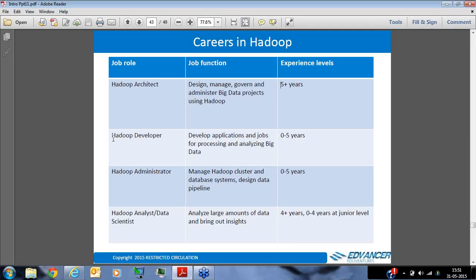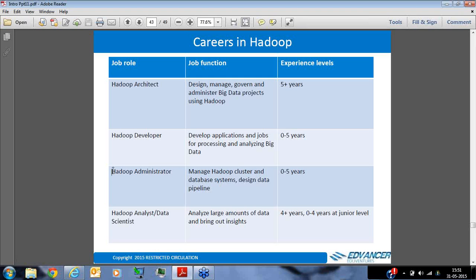The most jobs lie in Hadoop development, the Hadoop developer. He or she is the key person in this entire field of Hadoop and big data, developing the applications and jobs to actually process and analyze the big data. So you are the ones doing the hands-on work. You can be a Hadoop developer right fresh out of college, or if you have about 5-7 years of experience in any field, you can gain a lateral entry into a Hadoop development role.